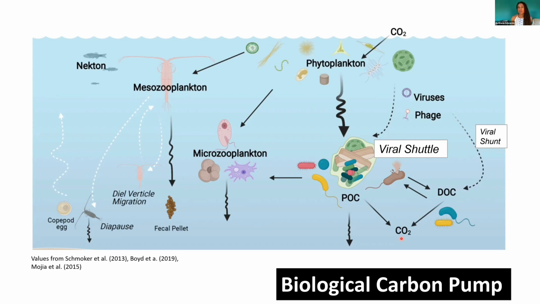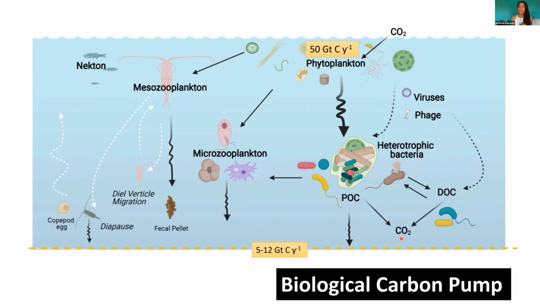The net result of these processes is that 50 gigatons of carbon is fixed in the surface ocean each year, and somewhere between 12 and 5 gigatons of carbon is exported to depth. And there's a lot of variability in that number. And because these microbial communities are so complicated, there's a lot of uncertainty in how much carbon is stored in the ocean, how long it's stored there, and how do we integrate microbial ecosystem dynamics into biogeochemical models.